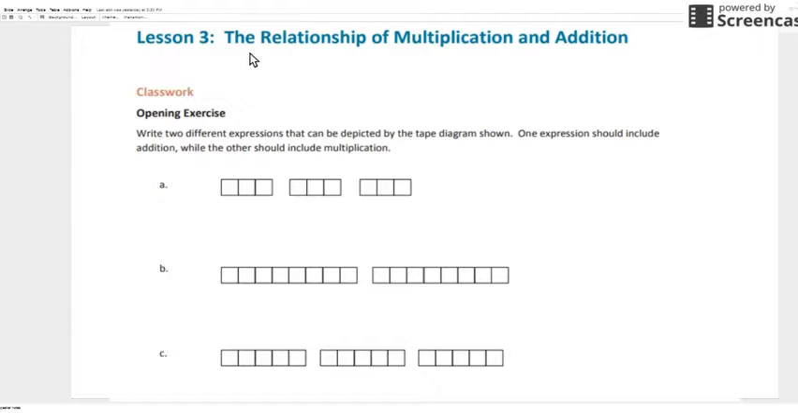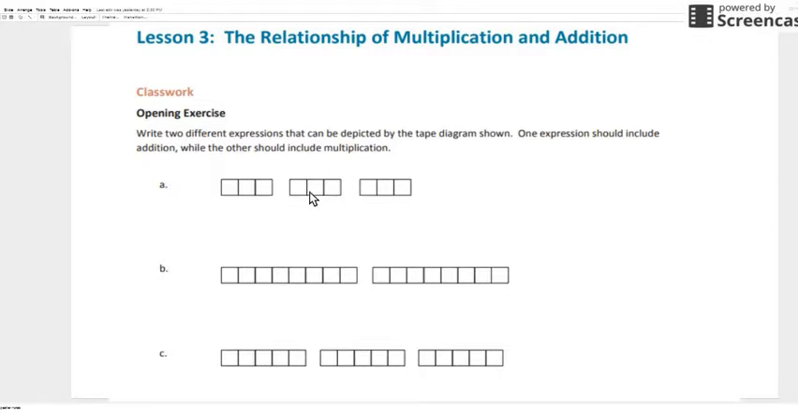All right, hello students. Today we're moving on with lesson 3, the relationship of multiplication and addition. So today we're going to talk about how these two items are related. So let's go ahead and look at the opening exercise. It says write two different expressions that can be depicted by the tape diagram shown. One expression should include addition, while the other should include multiplication.